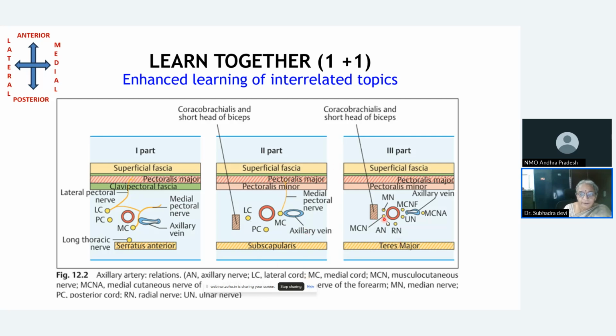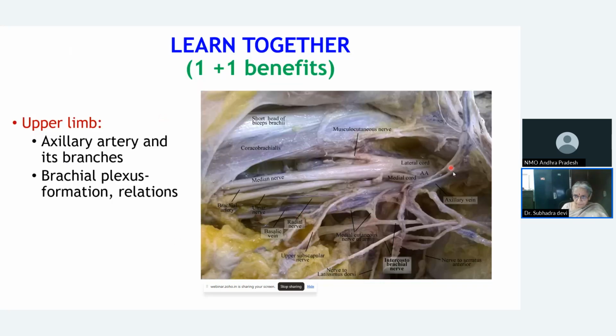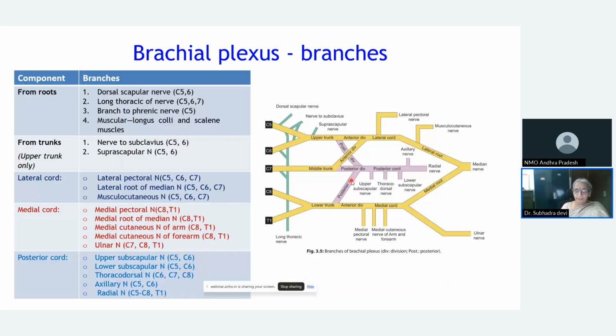So by reading and seeing with the pictures, you can understand and reproduce. So both, if you read together, it will enhance your learning. So like that, you can organize the relations of each part, anterior, posterior, medial, lateral, by looking at that picture, which is already there in your books. So you can look for the dissection images also, what is their relation of the brachial plexus and its relations with the axillary arteries. Practice it, simple diagram.